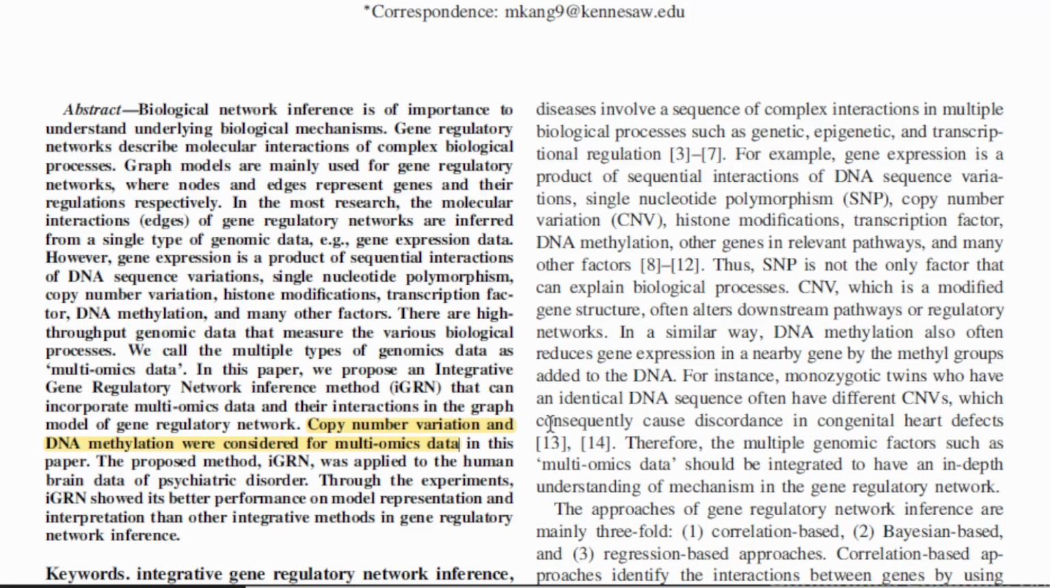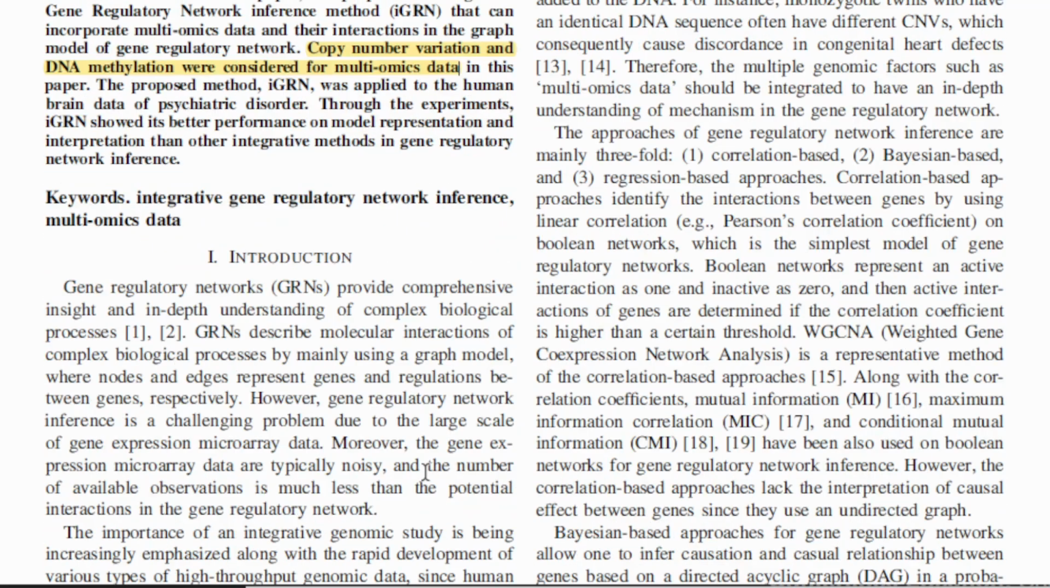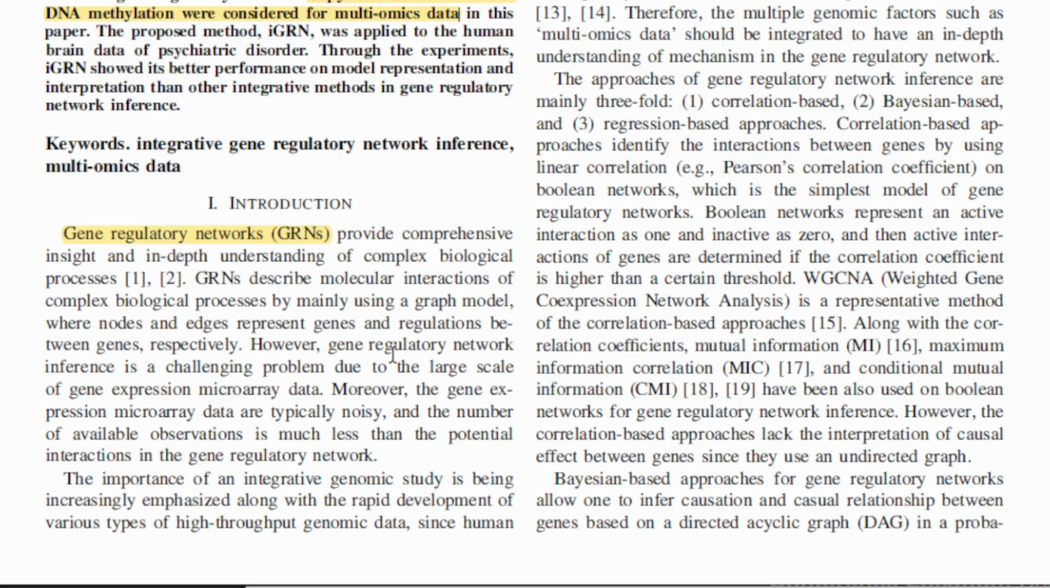Introduction. Gene regulatory networks, GRNs, provide comprehensive insight and in-depth understanding of complex biological processes. GRNs describe molecular interactions of complex biological processes by mainly using a graph model, where nodes and edges represent genes and regulations between genes, respectively. However, gene regulatory network inference is a challenging problem due to the large scale of gene expression microarray data. Moreover, the gene expression microarray data are typically noisy, and the number of available observations is much less than the potential interactions in the gene regulatory network.